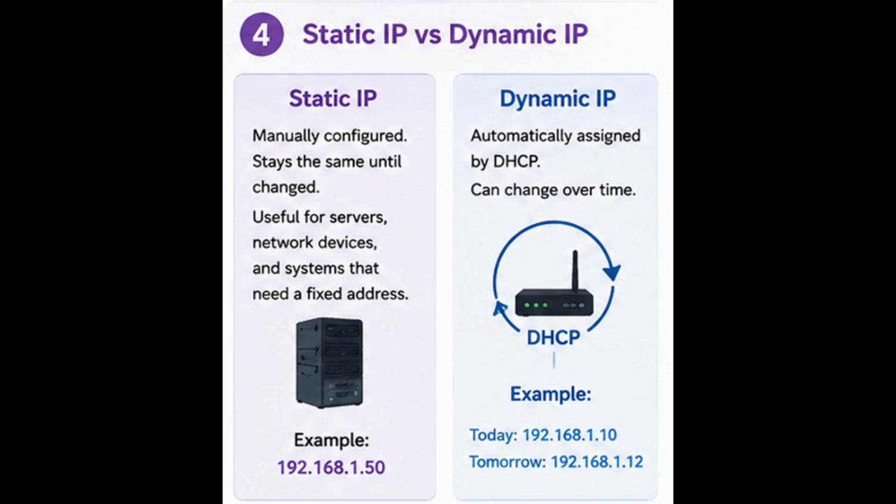Let's take a simple example. You connected your phone to a home Wi-Fi today and it receives 192.168.1.10, and tomorrow it might receive 192.168.1.12. You didn't manually configure it and the network automatically assigned the address.